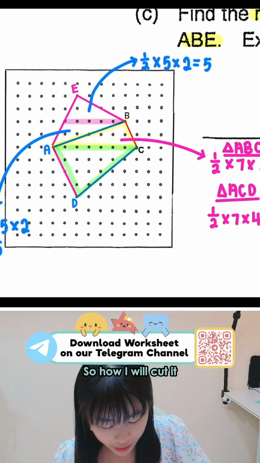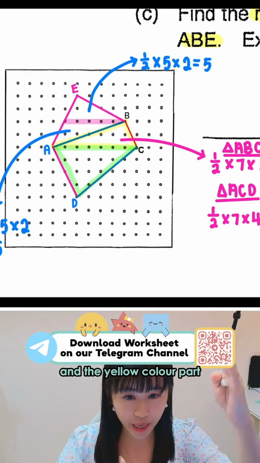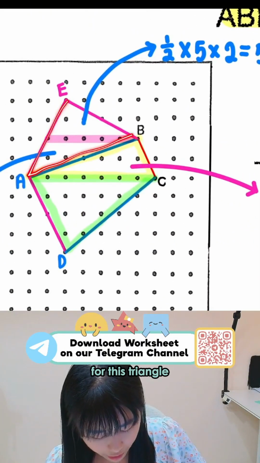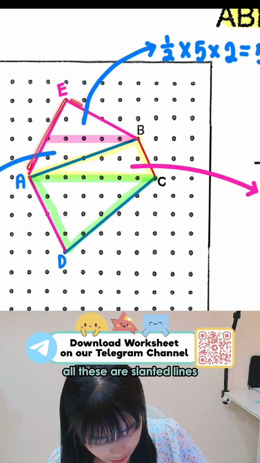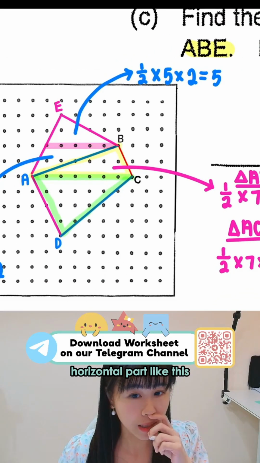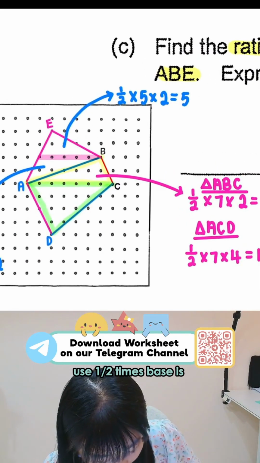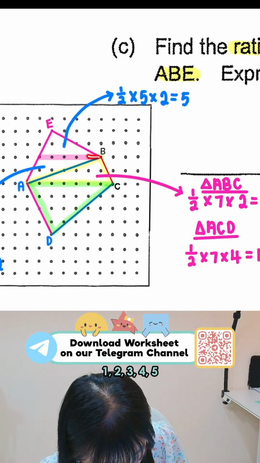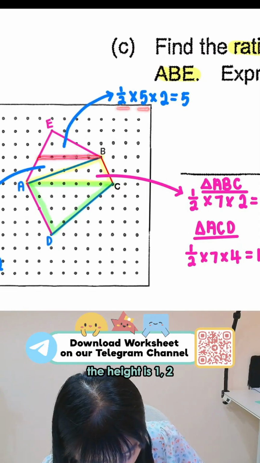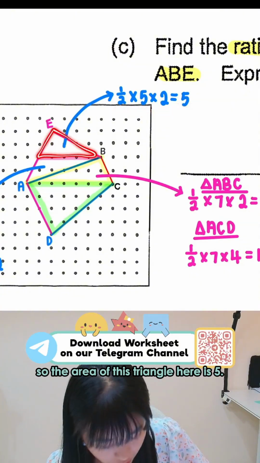So how I will cut it is this trapezium, I will cut it like this. You see the green color part and the yellow color part. I will cut it like this. Likewise for this triangle, because all these are slanted lines, I will also cut it like this, horizontal part like this. So like this triangle here, I can use half times base, which is 1, 2, 3, 4, 5. Half times 5. The height is 1, 2. So we times 2, so you get 5. So the area of this triangle here is 5.